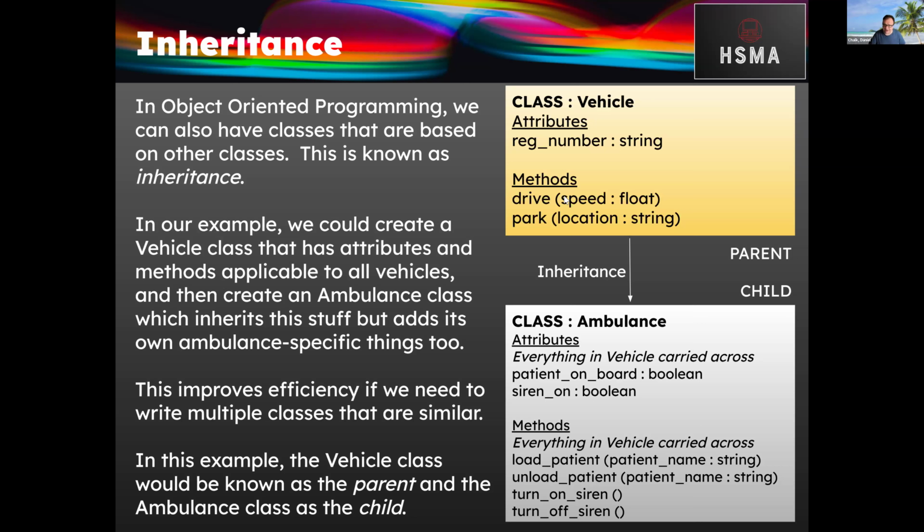For this example, we could have a class called vehicle, and that could have attributes and methods that apply to all kinds of vehicles, or to all the kinds of vehicles that we want to represent in our code. And then we could create from that an ambulance class that inherits those attributes and methods, but also adds its own things that are specific to ambulances. So in this example, we could imagine having a vehicle class, and we could say, well, all vehicles will have a registration number, and all vehicles in terms of methods will be able to drive and park.